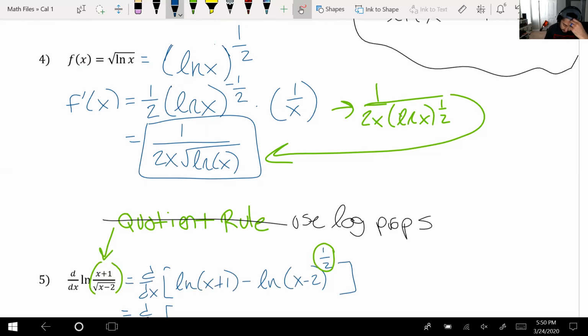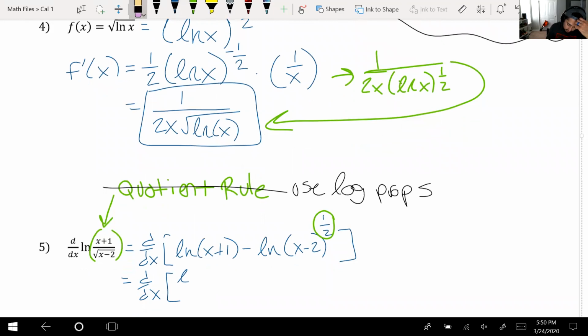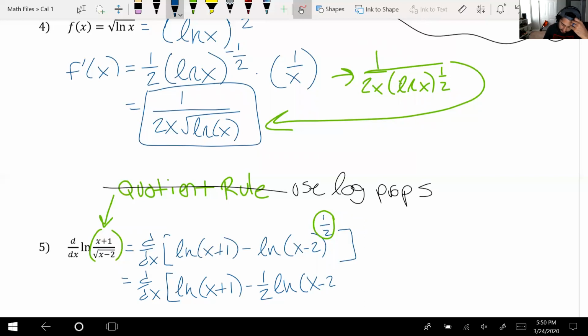of the natural log of x plus 1 minus 1/2 natural log x minus 2. Technical difficulties today.